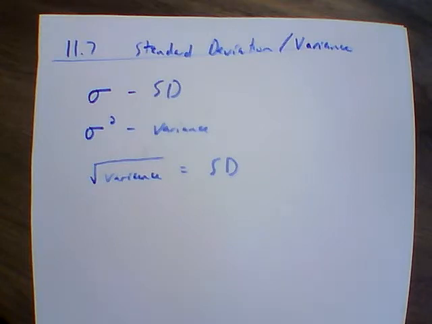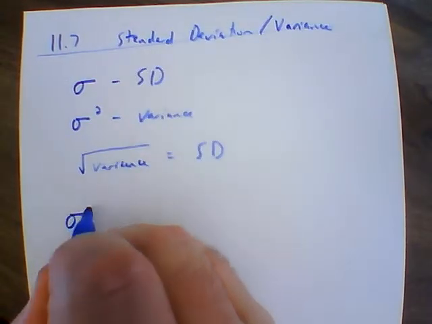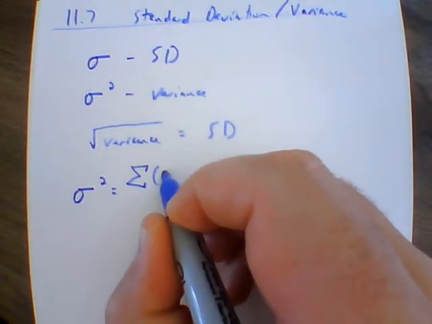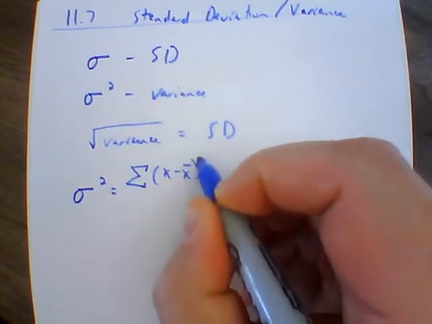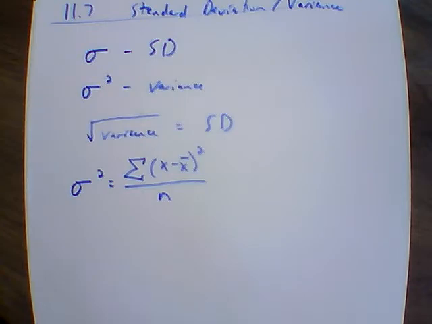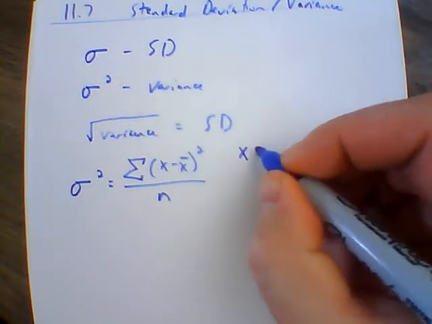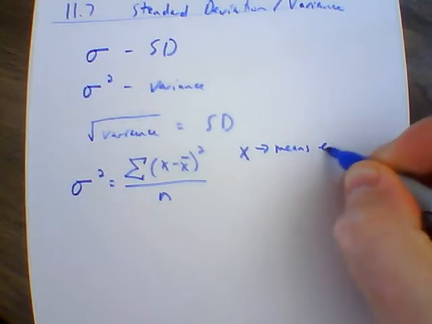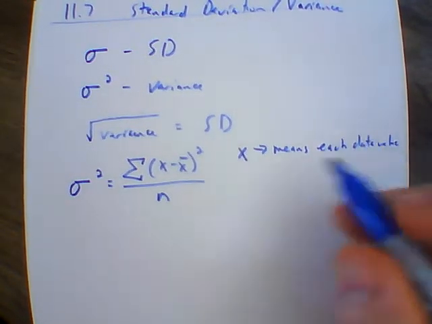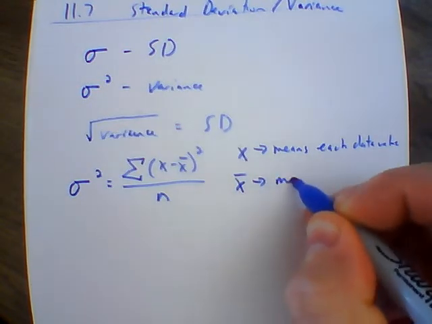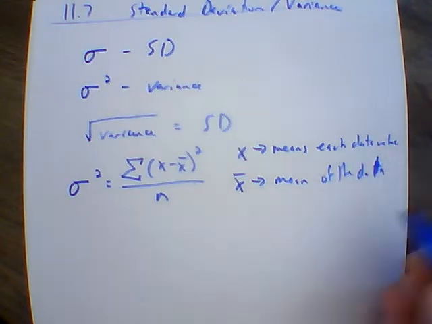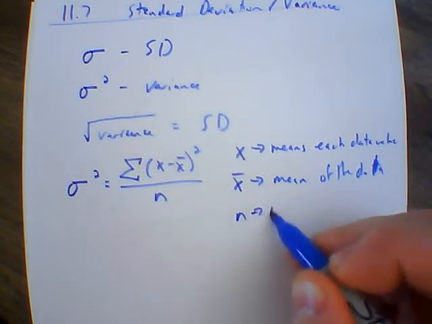Now, how do we find the variance? The variance equals the summation of all (x minus x bar) squared over n. A lot of stuff going on here. But x means each data value, x bar is the mean of the data, and n is the number of data.